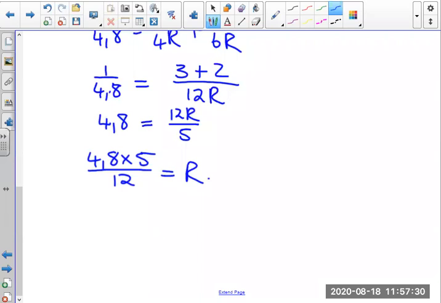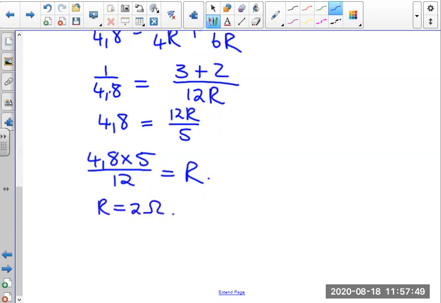Okay, now let's just work it out with our calculators. So we say 4.8 times 5 divided by 12, and then you get an answer of 2. The answer is supposed to be 2. So your 1R is 2 ohms.